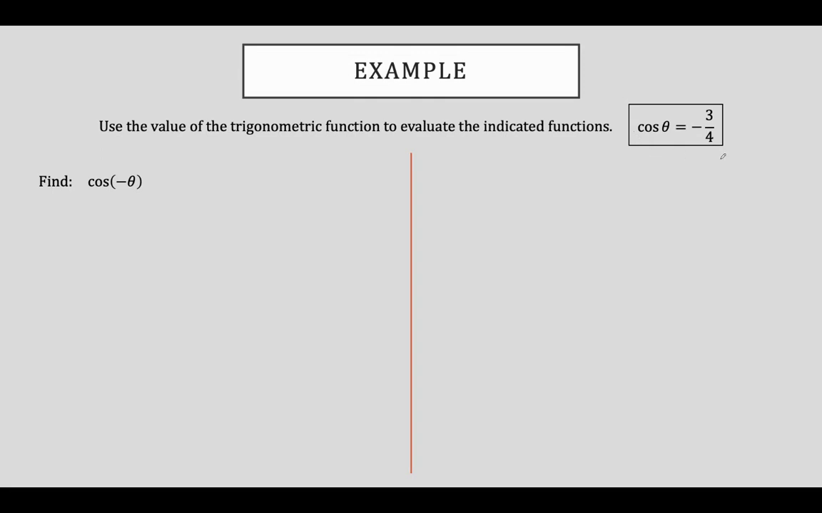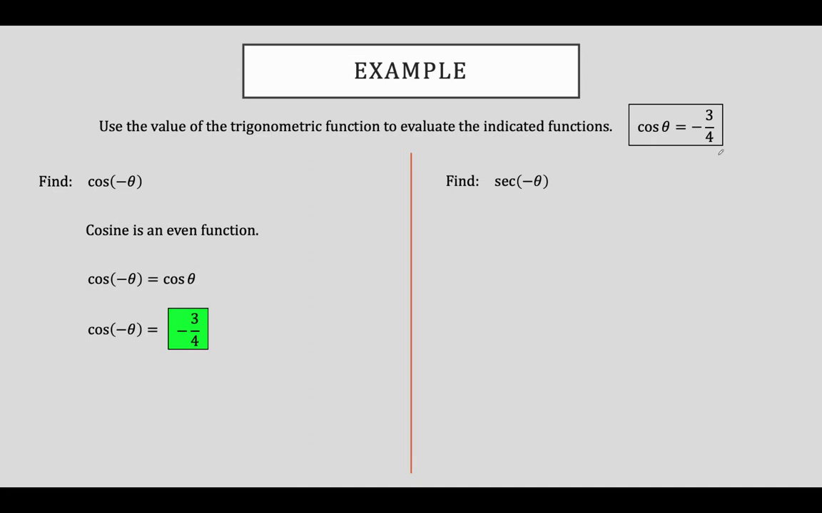In this case, we are told that the cosine of theta is equal to negative 3 pi over 4. And we are now asked to find the cosine of negative theta, so the opposite angle. Well, we know that cosine is an even function, and because cosine is an even function, that means that the cosine of negative theta is equal to the cosine of theta. Well, what's the cosine of positive theta? Negative 3/4. Therefore, we have our answer.